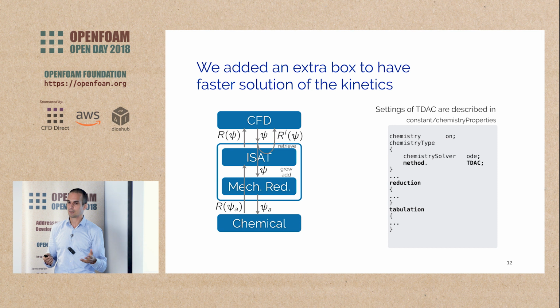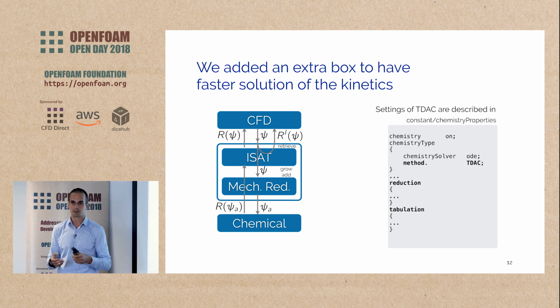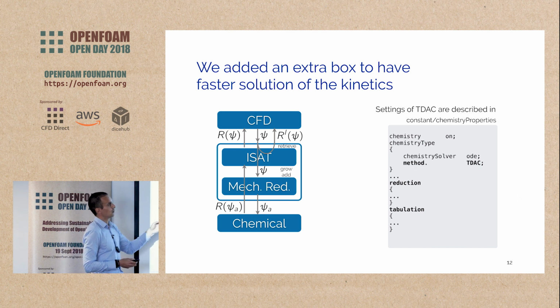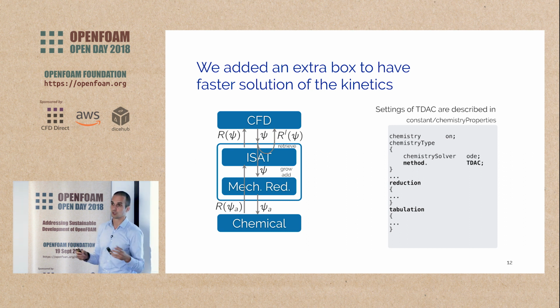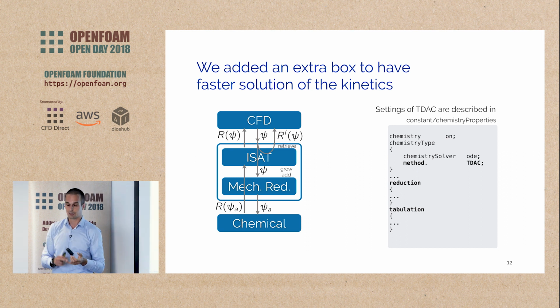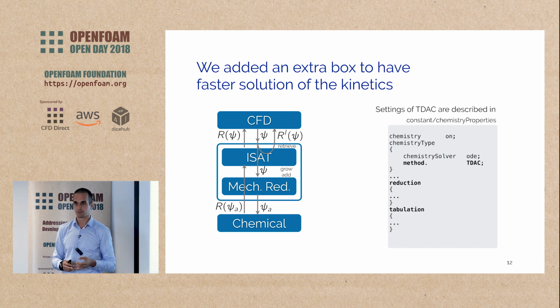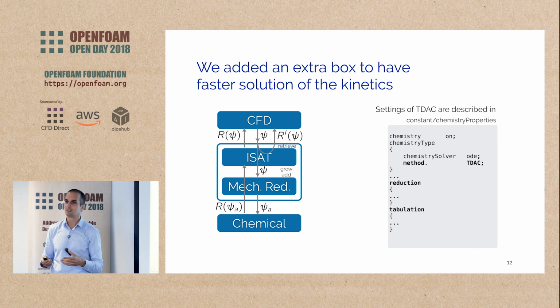How is it set up in the library? Well, it's rather simple. Anytime you have a reacting solver, you can just select in the chemistry properties dictionary this method TDAC, and then you have two sub-dictionaries describing the settings for the tabulation and the mechanism reduction. Pretty simple, and there are several tutorials available where you can see different setups. Still, there is a lot of case-by-case settings needed, so sometimes it requires a little bit of research, let's say.